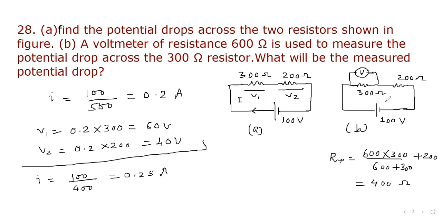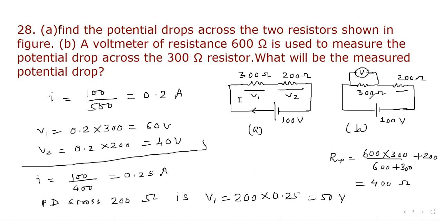Now we can find the potential drop across the 200 ohm. Then the remaining voltage will appear as the potential drop across the 300 ohm. So the PD across the 200 ohm resistor is, suppose, V1. So V1 equals resistance times current, 200 times 0.25. So this will be equal to 50 volt. So the remaining 50 volt will be measured by the voltmeter.